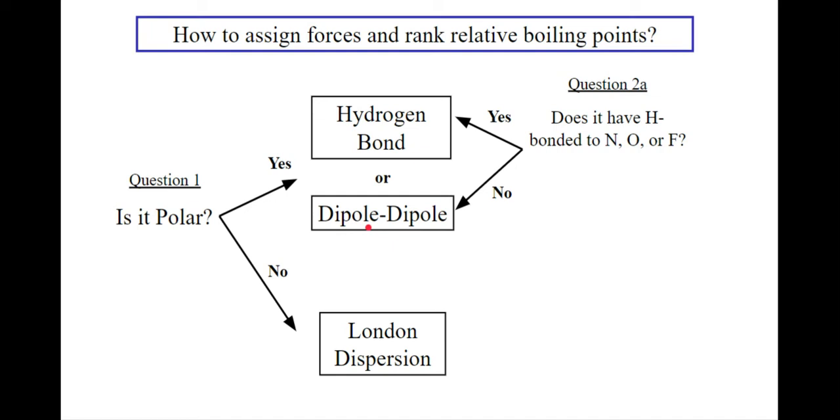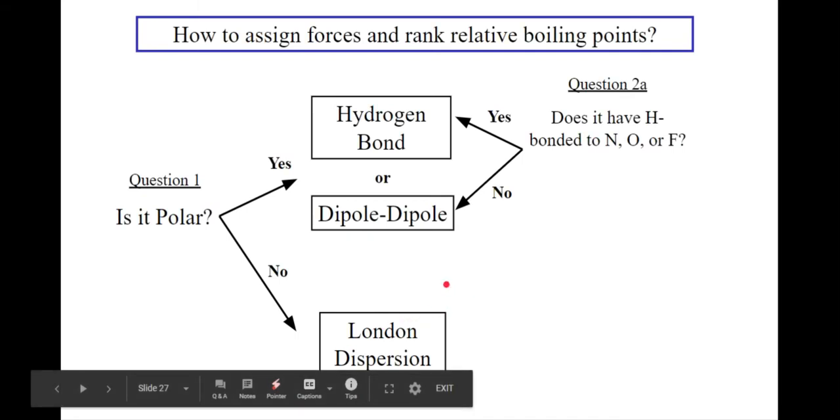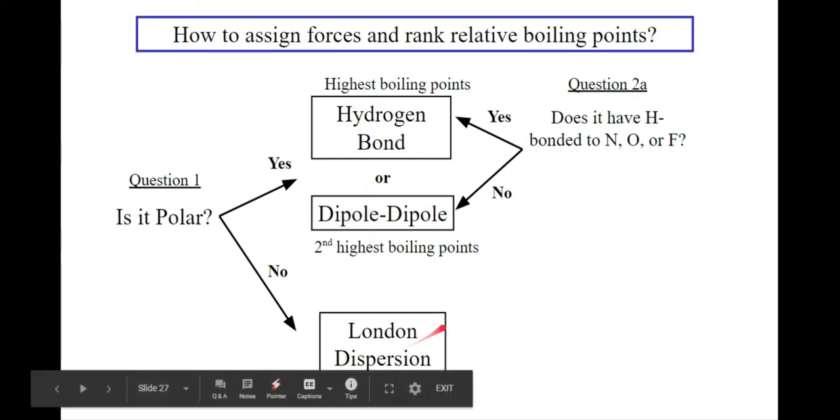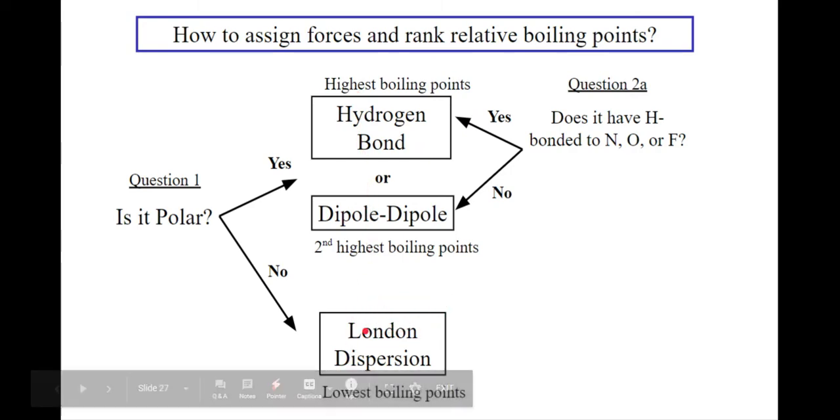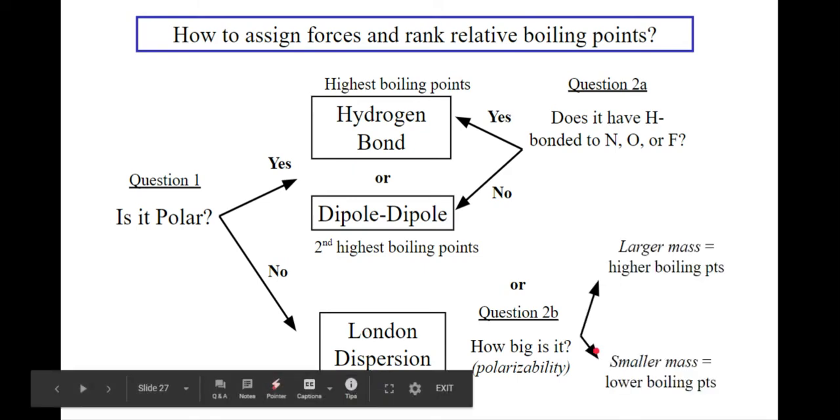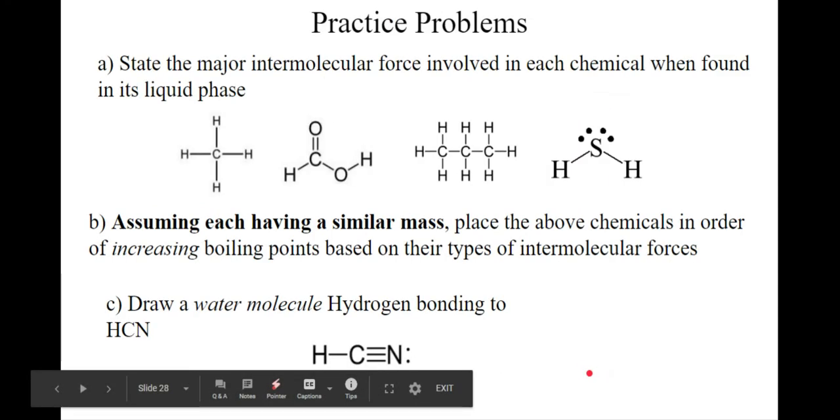Now, if they're nonpolar, we can still differentiate things that are nonpolar. Sorry, so hydrogen bonding is highest, dipole-dipole second highest, and then nonpolar things with LDS are going to be the lowest. But we can still compare other nonpolar stuff by looking at how big it is. Remember, the more electrons there are, the larger the mass, the more polarizable it is. The bigger that is, the higher the boiling point. The lower that is, the lower the boiling point.